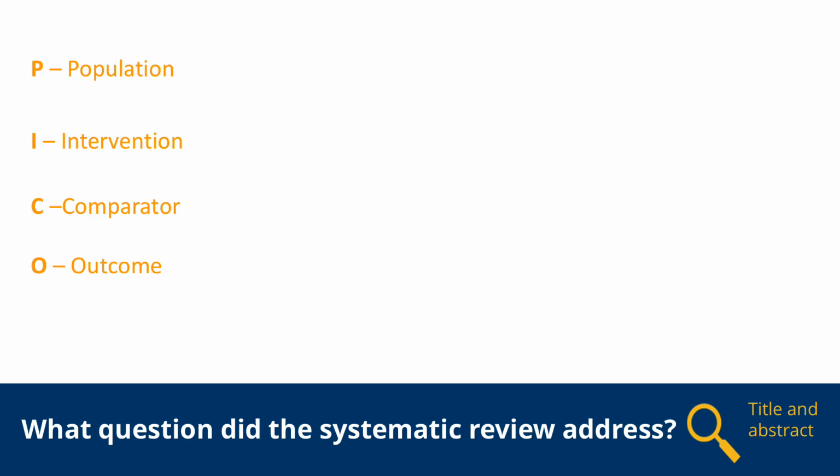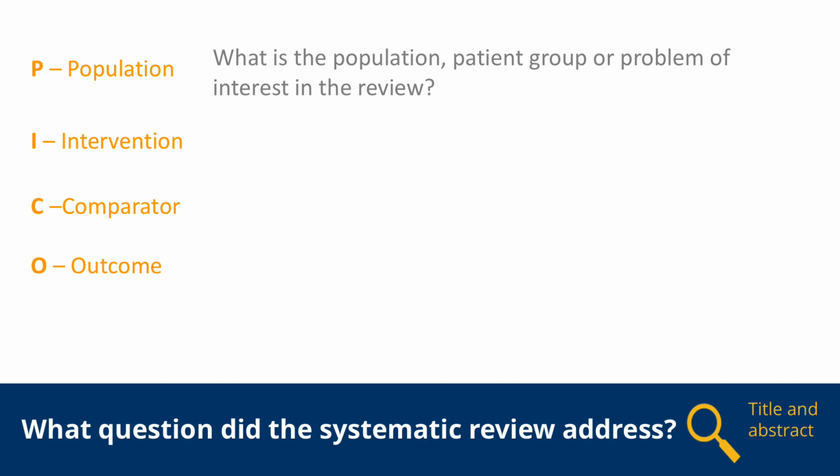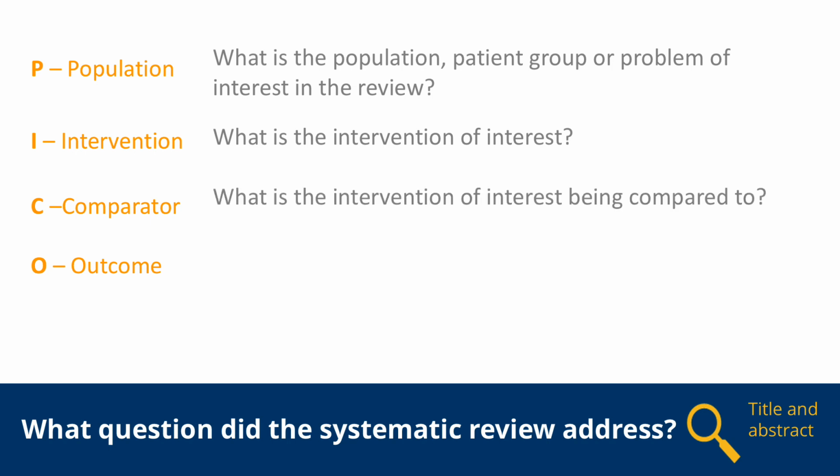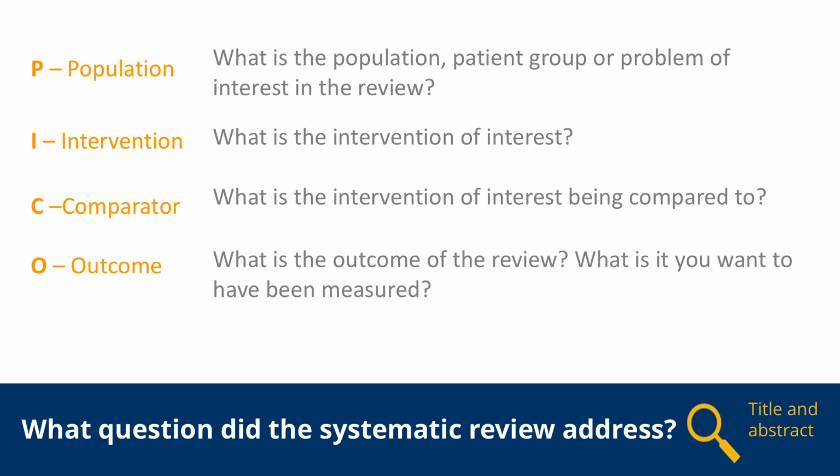Before you begin appraising a review, it's important to determine the question the review is asking. We can identify the review question quickly using the PICO framework. PICO stands for the patient, population or problem of interest in the review. For reviews of interventions, I refers to the treatment or preventive measure that might affect a health outcome. C is for the comparator, that is what the intervention of interest is being compared to, and O is for outcome. This refers to the factors measured in the review to determine the effectiveness of the intervention studied. You can usually find this information in the review title and abstract.